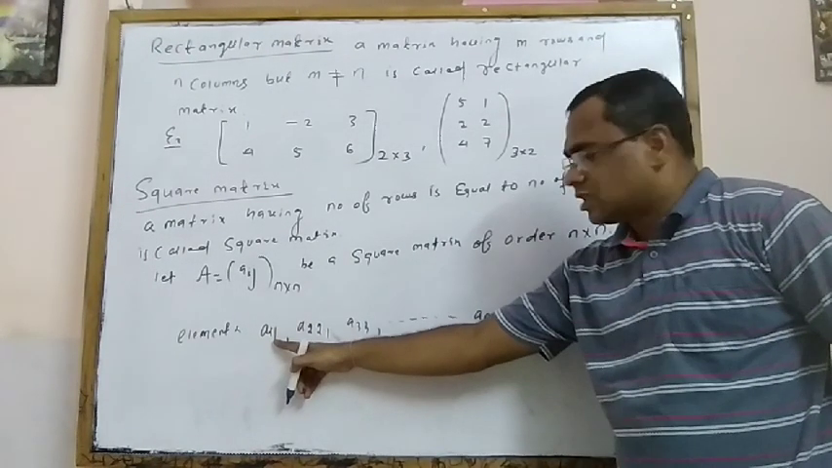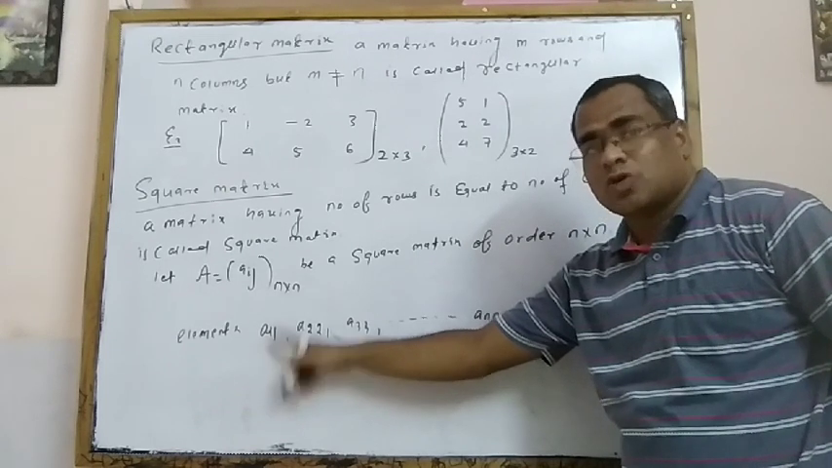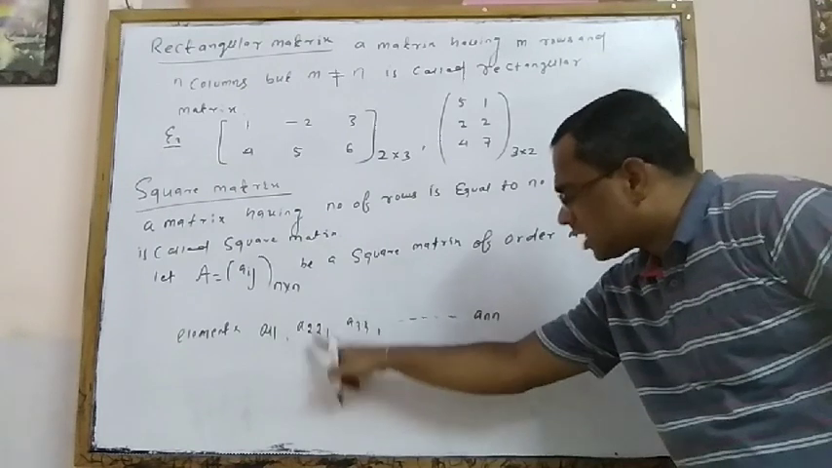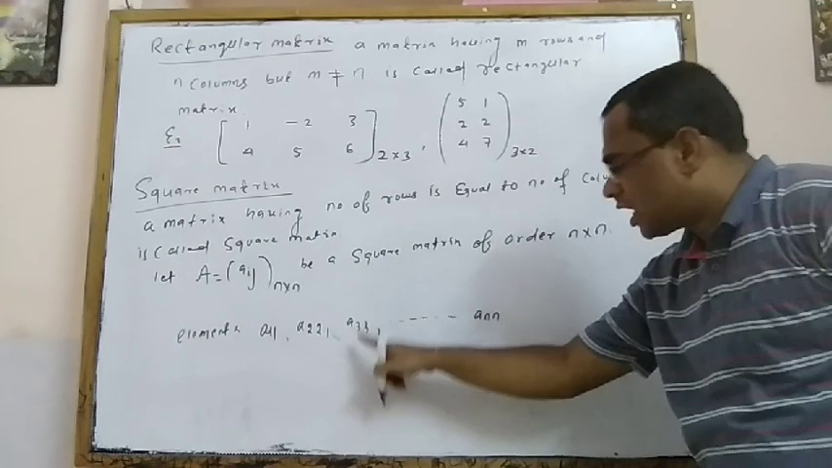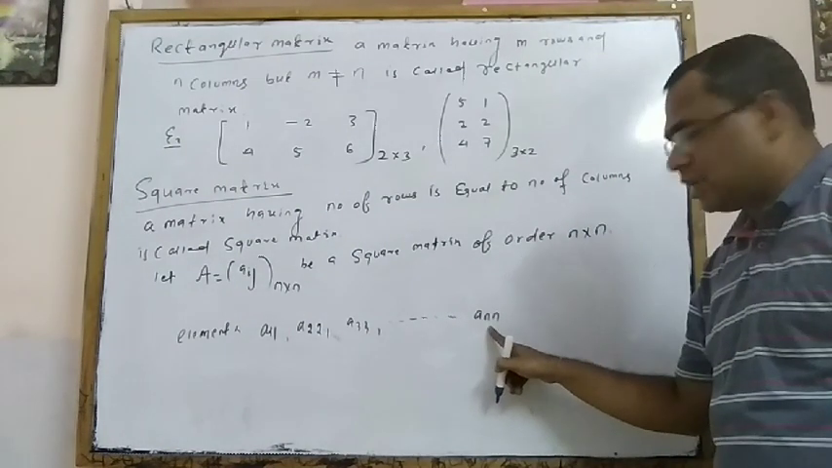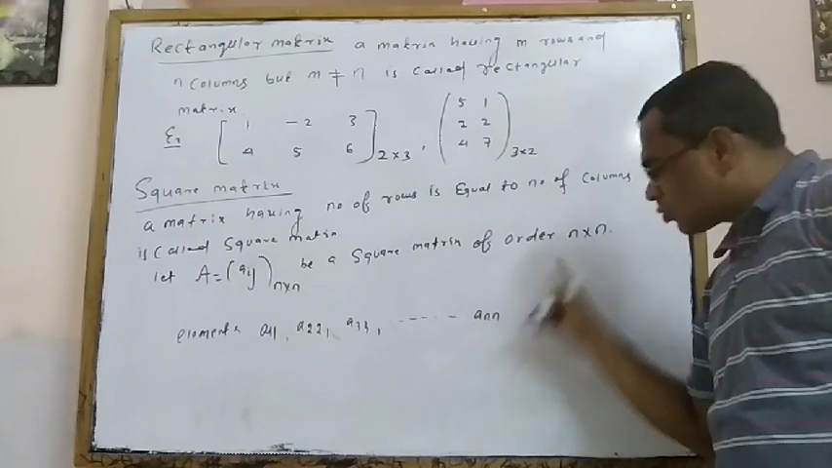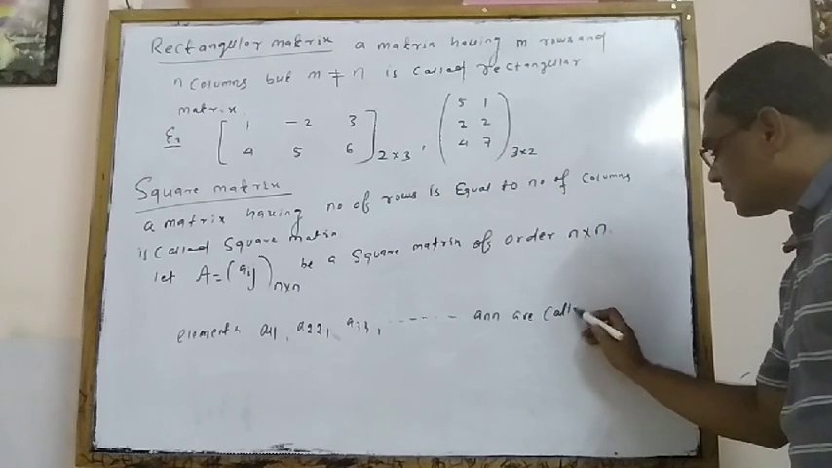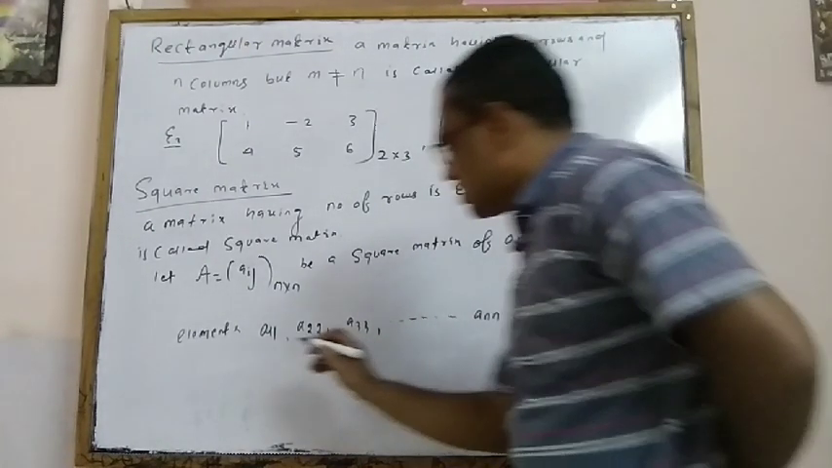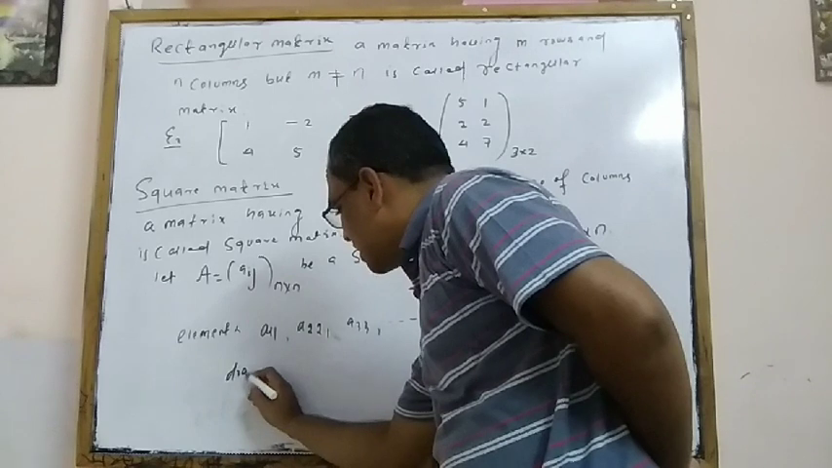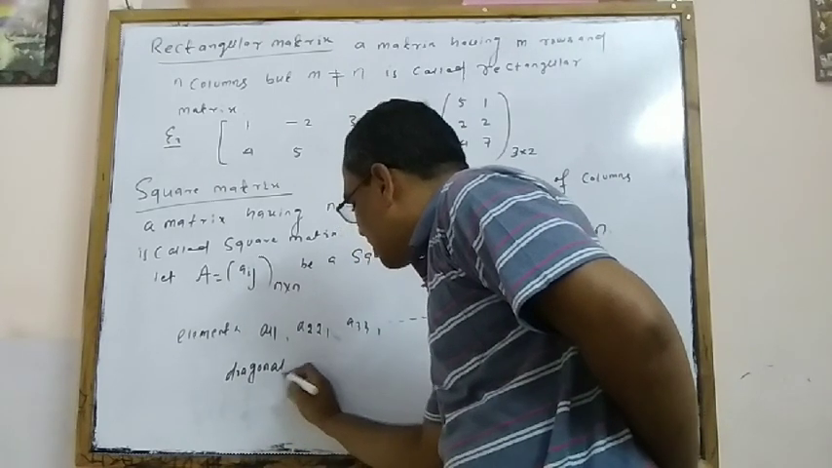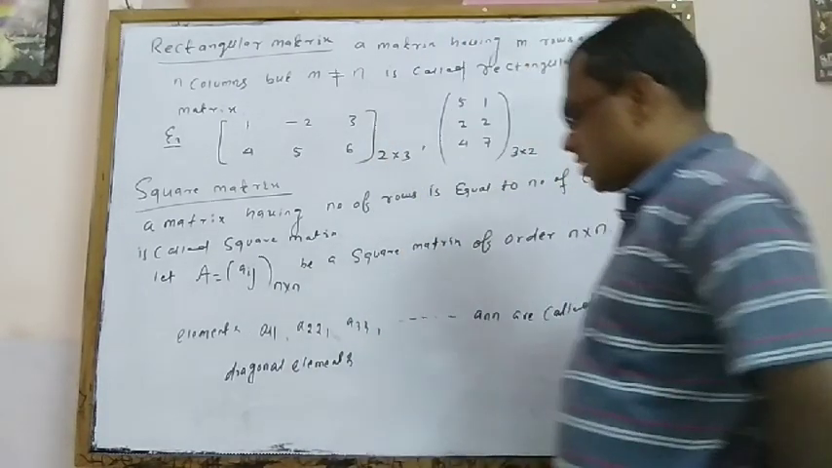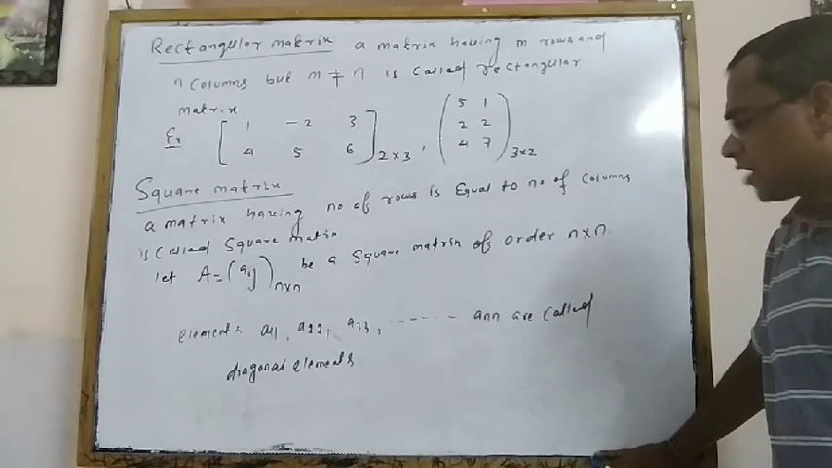a11 is the element present in the first row and first column, a22 in the second row and second column, a33 in the third row and third column, and ann is the element present in the nth row and nth column. These are called diagonal elements.